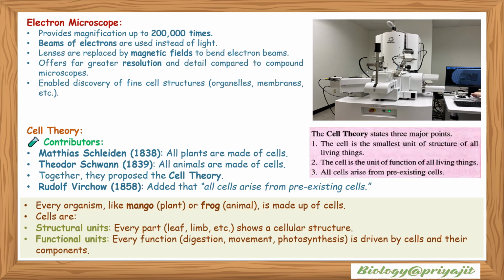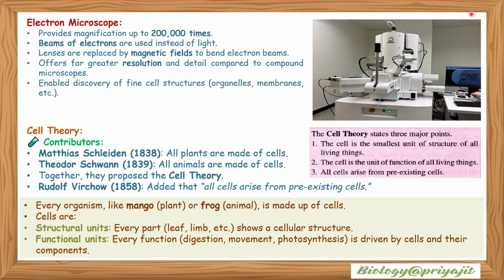The cell theory states three major points. The cell is the smallest unit of structure of all living things. The cell is the unit of function of all living things. All cells arise from pre-existing cells. This is the image of the electron microscope, in which magnetic lenses are used. Electromagnetic lenses offer greater resolution and detail compared to the compound microscope.